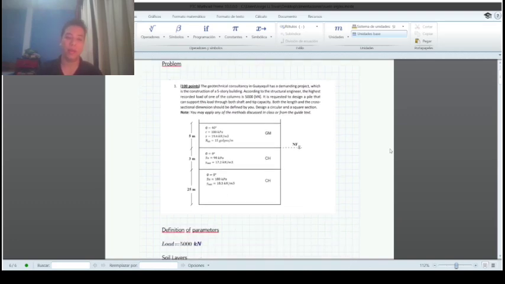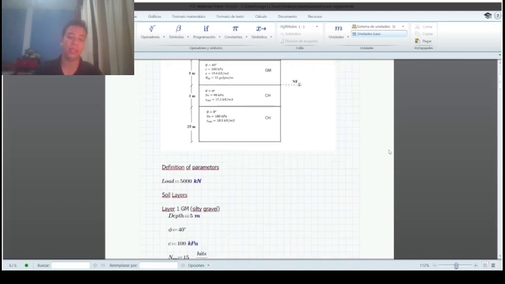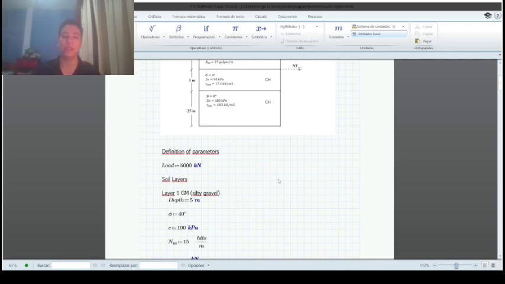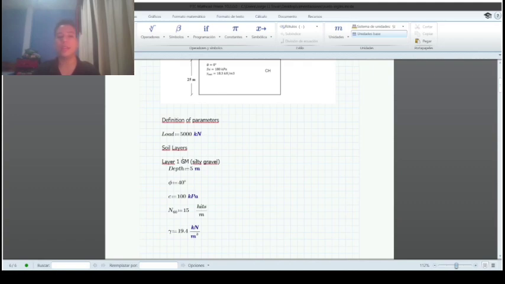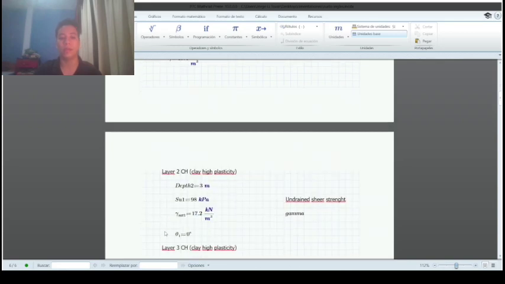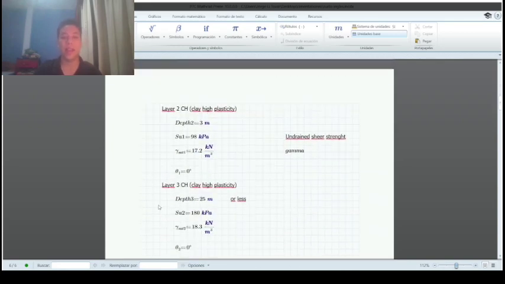This is the problem right here. Now what can we get about this problem? First, definition parameters. The load, 5,000 kilonewtons. Soil layers. The first layer is the safety gravel on Hassan, and this is the data that we can get about all the problem. Layer 2 and 3 are clay of high plasticity.